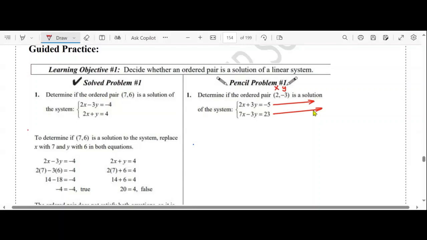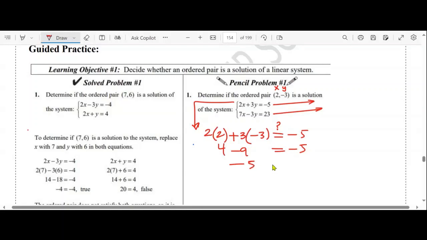The easy way to do it is not to solve them and then find the point. No, the easy way is to plug in the point in each one of them. So let's plug for the first one. It's going to be 2 plus 3 times negative 3 equal what? Negative 5. 2 times 2, 4 minus 9 equal negative 5. Negative 5. The answer is what? True. Okay, the first one.